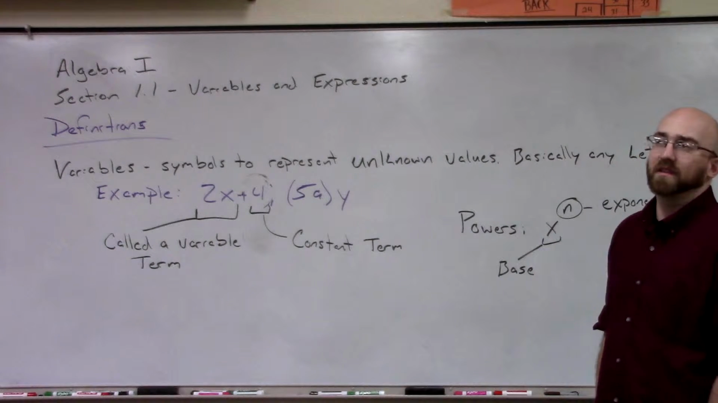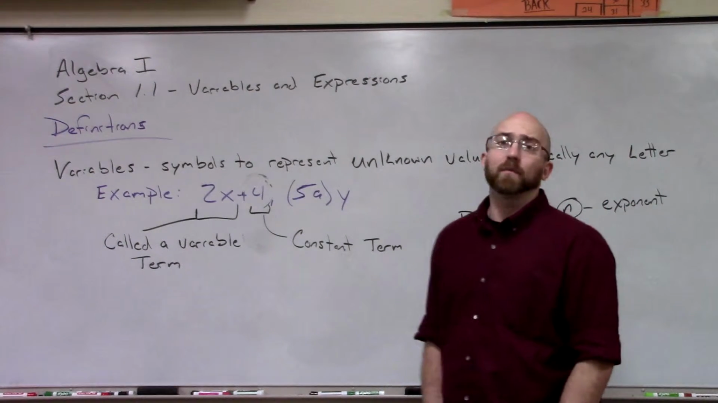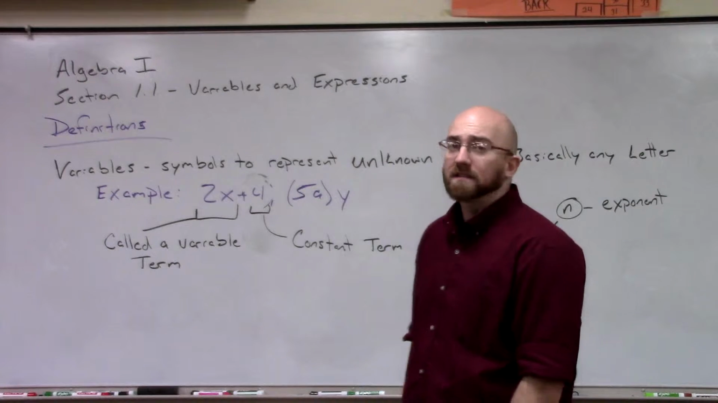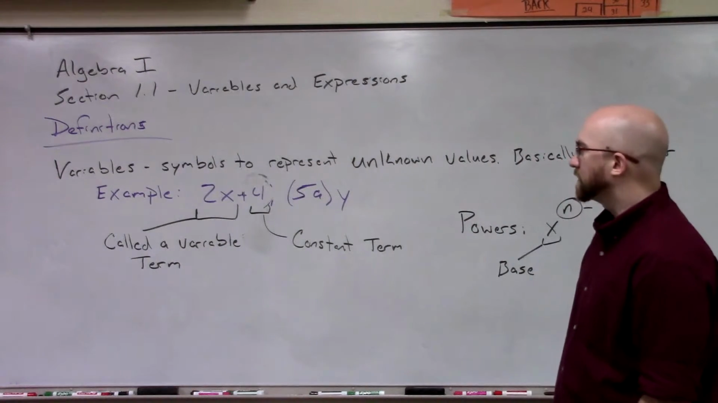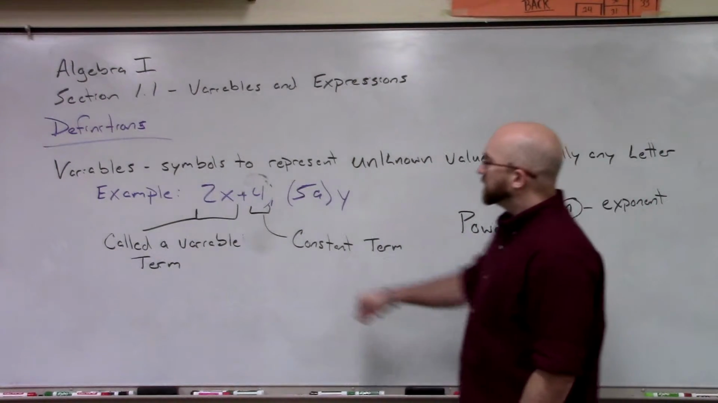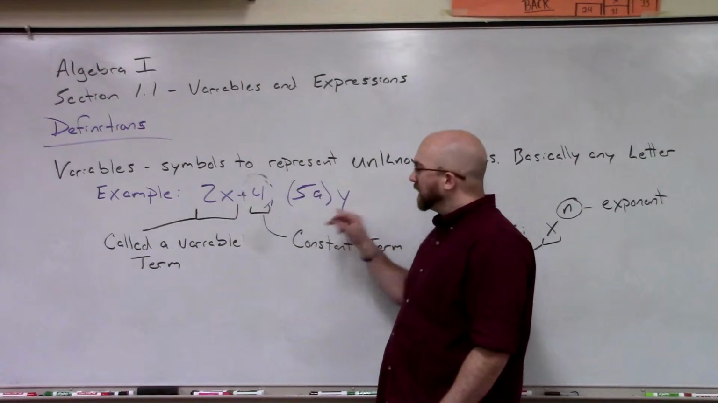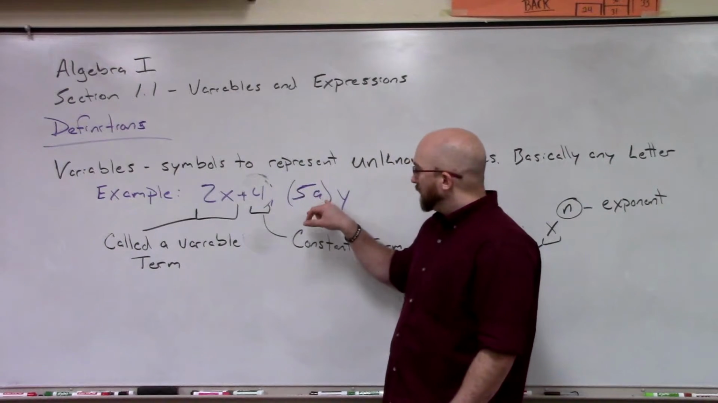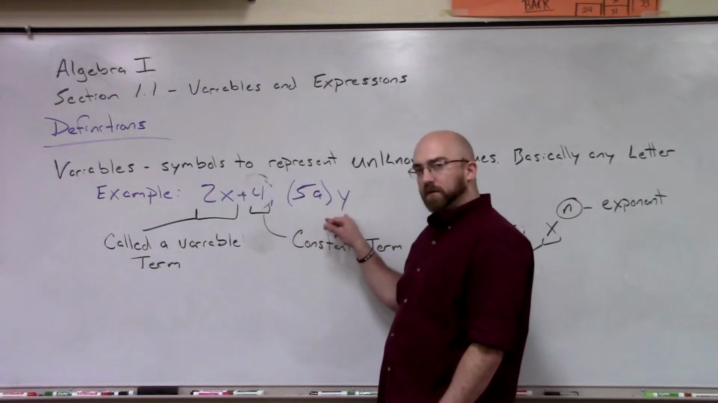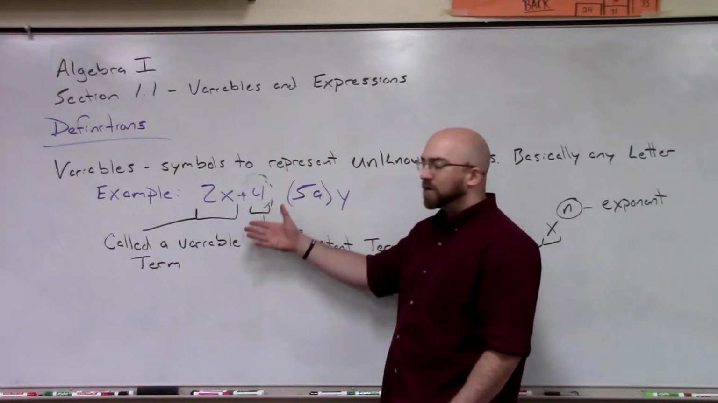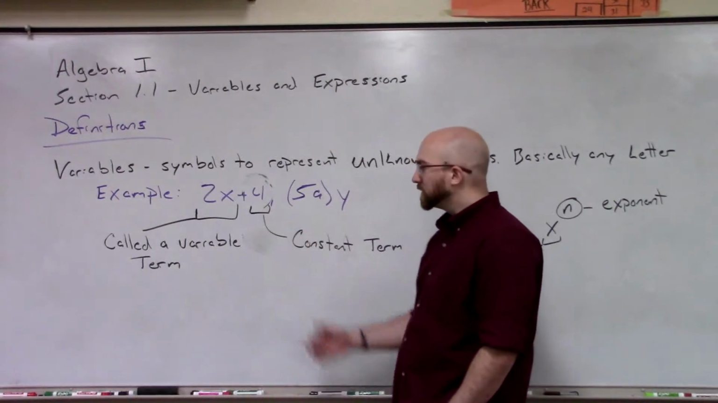So x, y, b, w, you can use a, b, c, d, it doesn't matter. It's going to be a letter though, it's an unknown value, so we don't know it. An example would be like 2x plus 4, and then like 5a times y. The x is a variable, the a and the y are both variables, right? But they're different, okay? They're unknown, and so we call them variables.